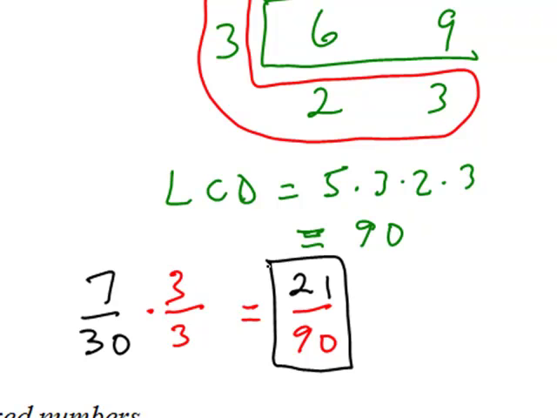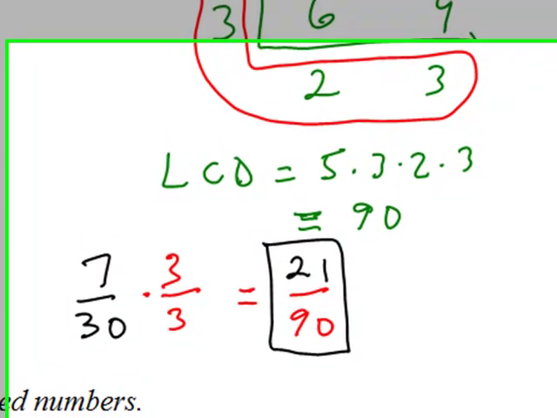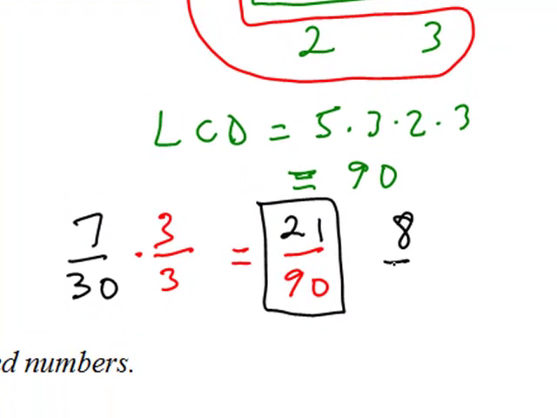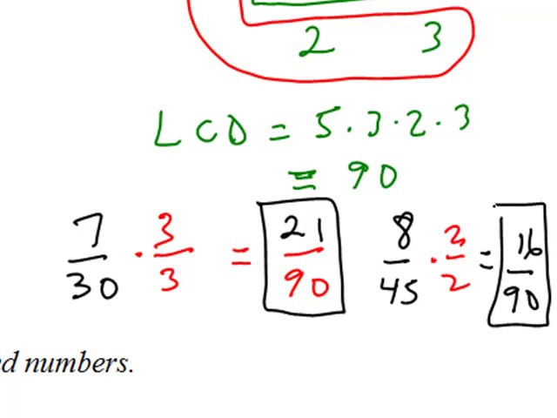We must do the same with the other fraction, 8 over 45. In this case, though, we're going to multiply by 2 over 2. And this will give us 16 over 90. And that's all that's required, that we build those fractions up to have that least common denominator.